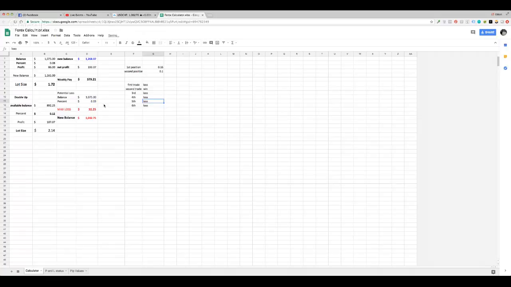Lose again. You're down to 1042. And then you lose again. Okay, and notice you're still not down to your starting $1,000. See the power of that? You've lost 1, 2, 3 trades, and you're still up for that trading term.